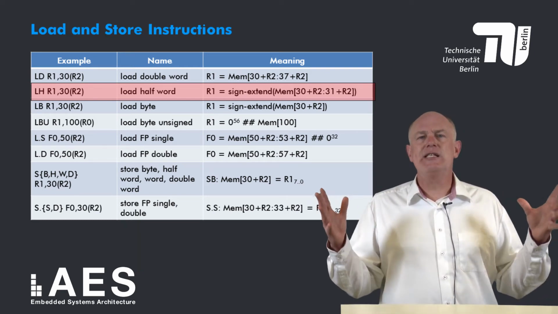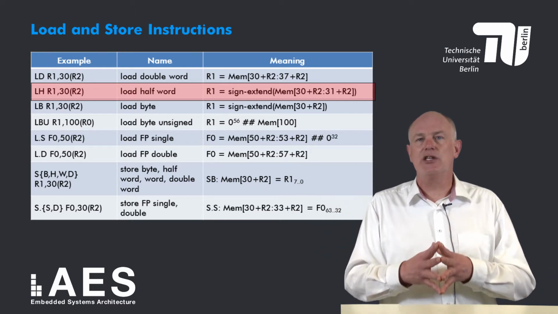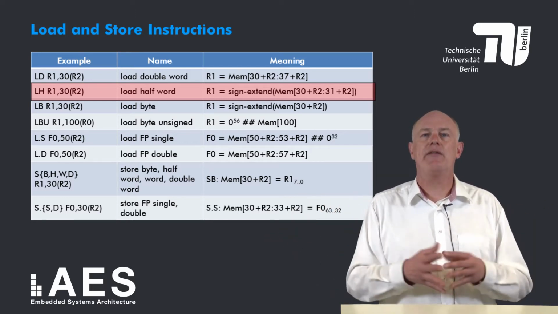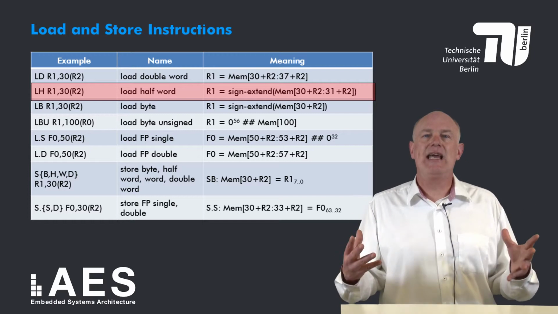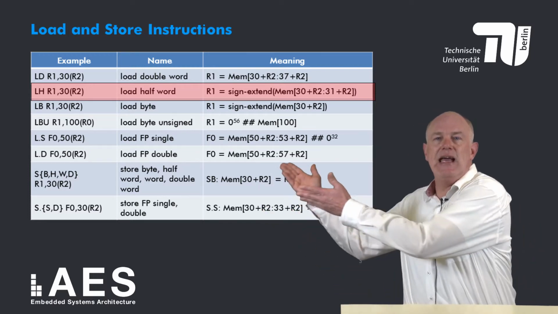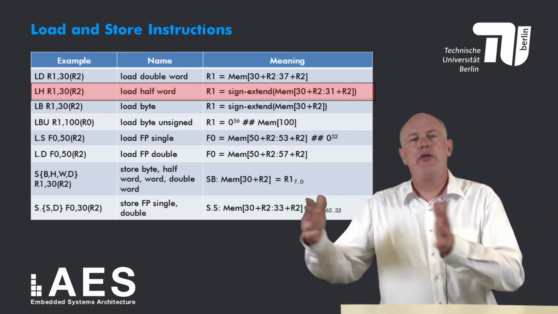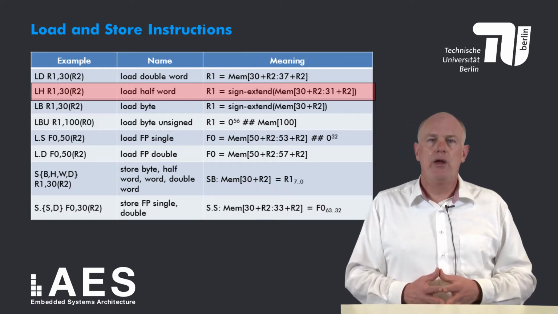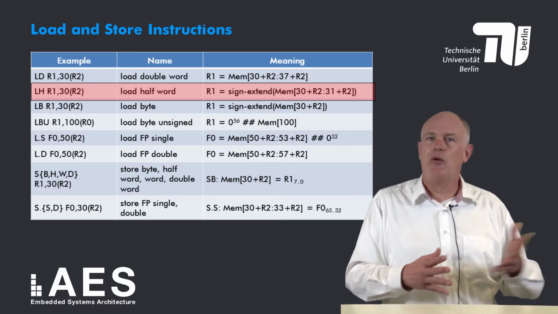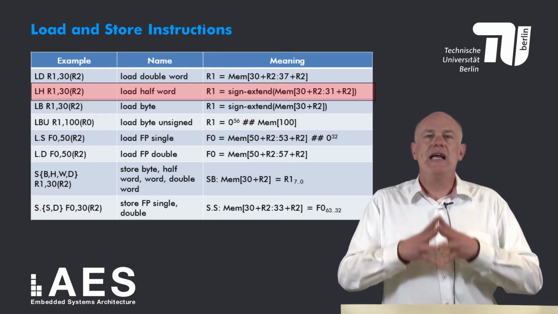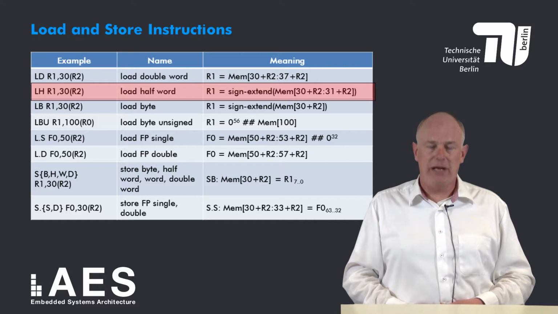Since a half-word is 2 bytes, this instruction loads 2 bytes, 16 bits, from memory, which I indicated by specifying the interval byte address 30 plus R2 to 31 plus R2. Furthermore, as I mentioned before, the value loaded is sign extended to 64-bit.